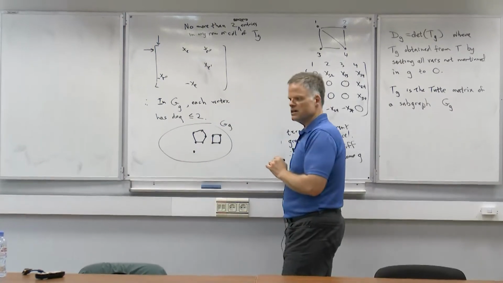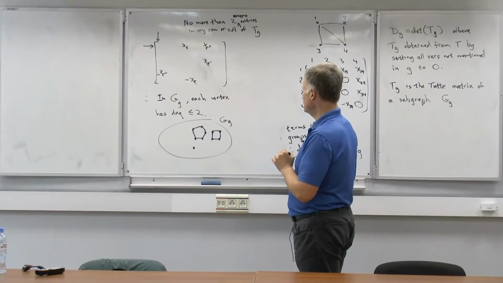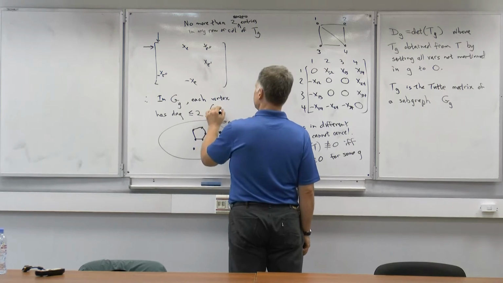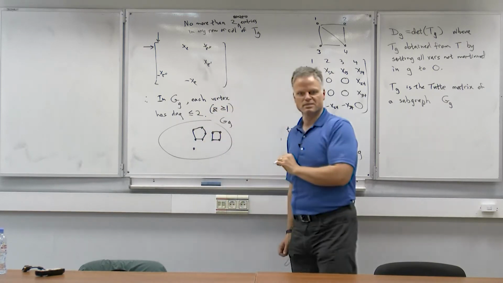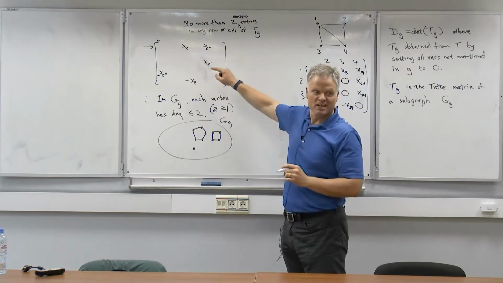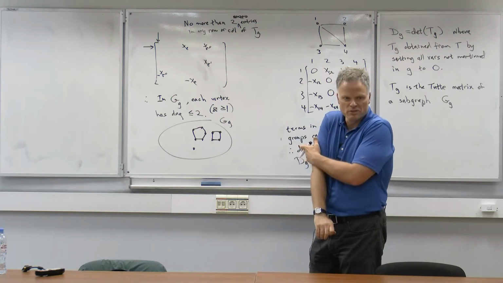Here's a node of degree one or two, and at least one, right? Because you have something non-zero in each row. Okay, so every node has degree one or two.